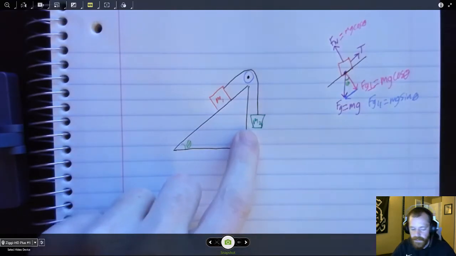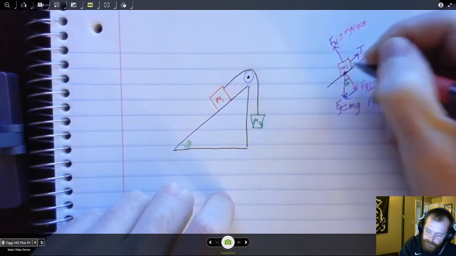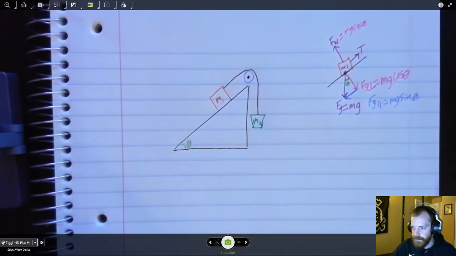Now for the second object. This was M1 that we started off with. I haven't even gotten to the second object yet. Let's do that.